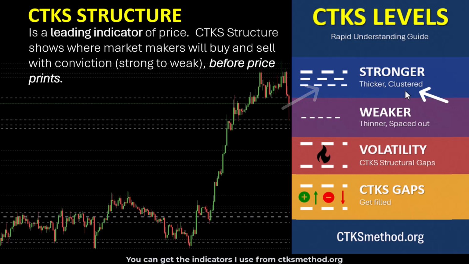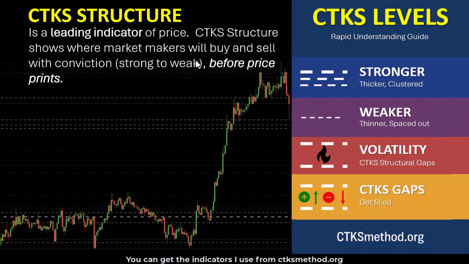Something that will really help you out when it comes to CTKS structure: the stronger the structure is, the thicker it is and the more clustered it is. For example, these structural levels are quite weak. You may not even see them, but these structural levels are stronger. These are stronger as well. When you get a takeoff of price through a positive CTKS gap, you do an SO, or structural overshoot, and that explains this kind of price.